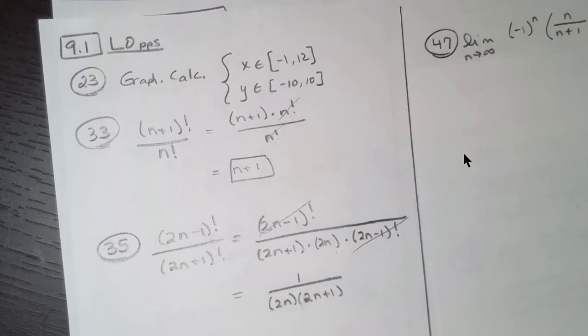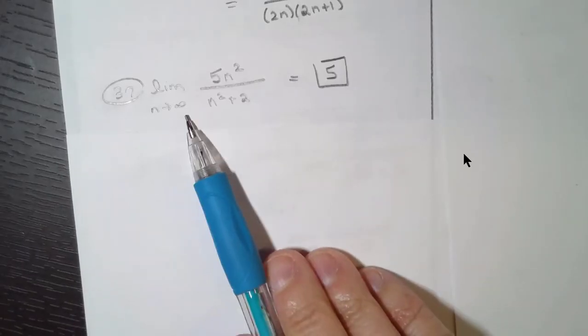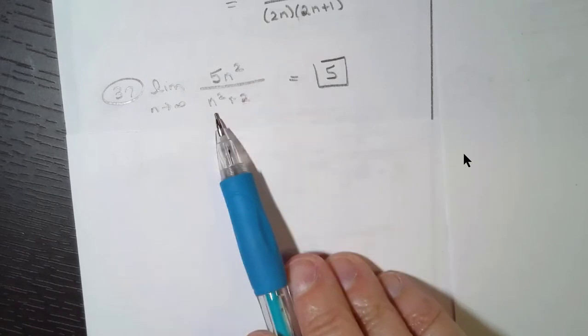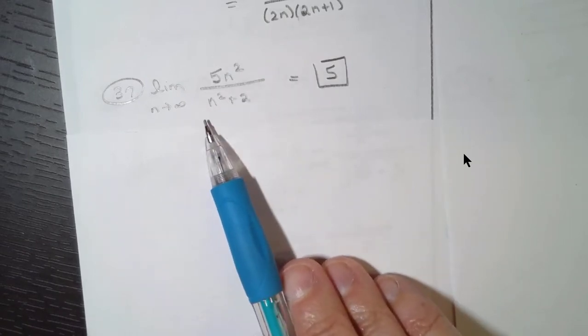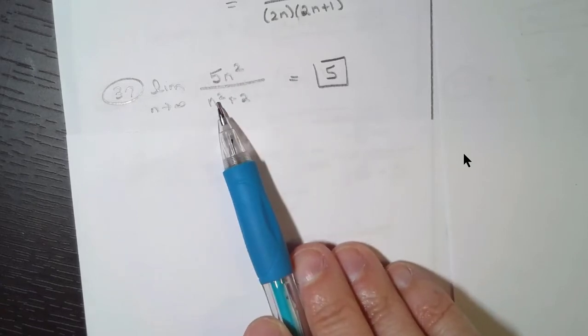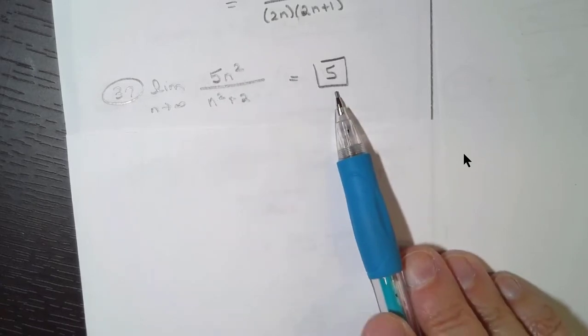So 37, we're asked to take the limit as n goes to infinity of 5n squared over n squared plus 2. These follow our exponent rule. Same exponent, ratio of the leading coefficient. So my limit is 5.